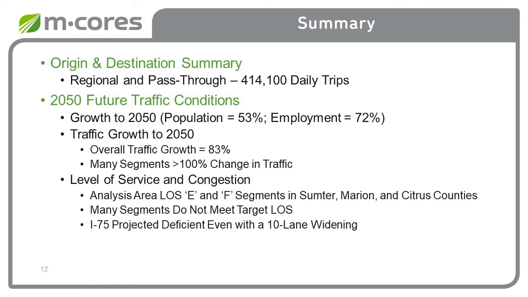This external trip interaction contributes to the fact that traffic is anticipated to grow faster than population and employment by 2050. A preliminary review of level of service in the study area shows that many segments will not meet the target level of service in 2050. I-75 has anticipated deficiencies in 2050 even with a 10-lane widening.